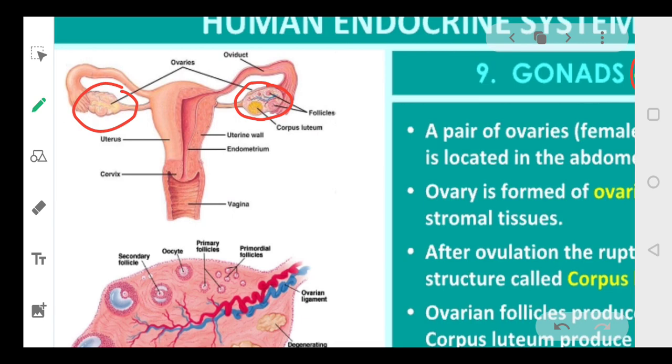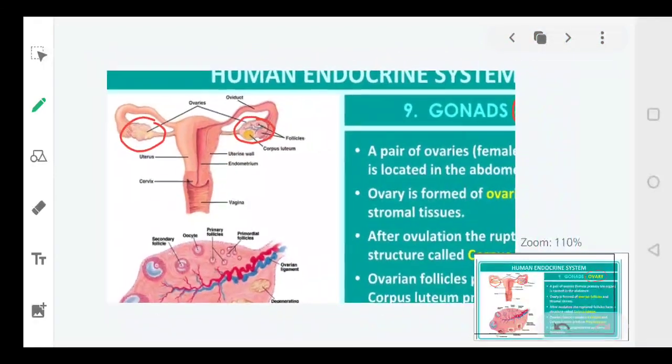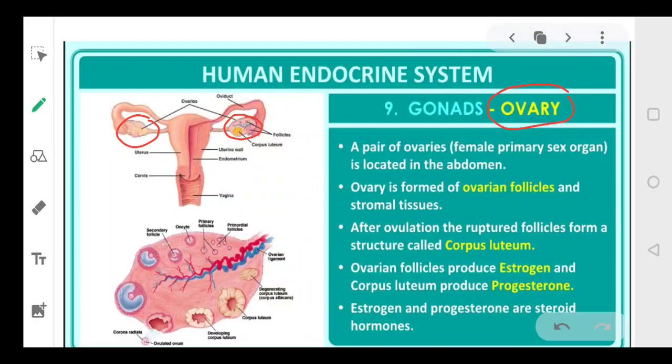Now the ovaries, dear students, contain follicles. As you can see in the second picture, the ovary contains follicles which are growing in different stages, and it also contains the stromal tissue. If you look into the diagram, there are primordial follicles, then primary follicles, secondary follicles, which slowly and gradually develop into the egg or the ovum. Once the follicles mature, it is called an egg or the ovum. The release of the egg or ovum from the ovary is called ovulation.